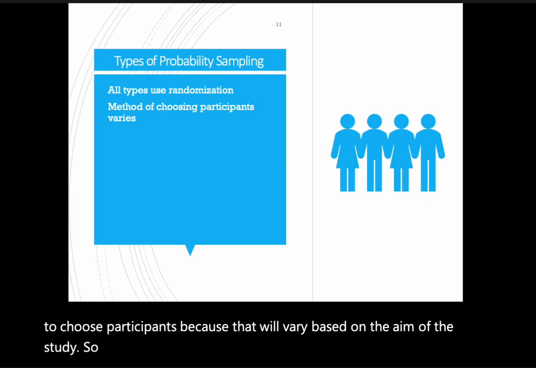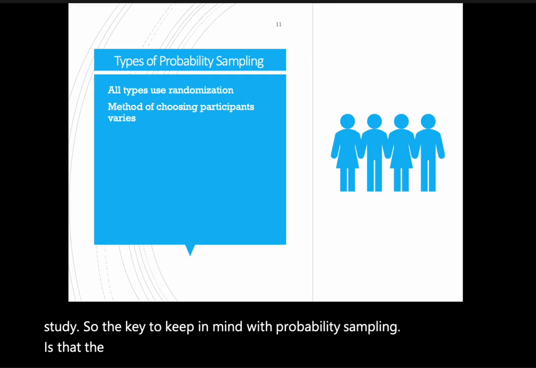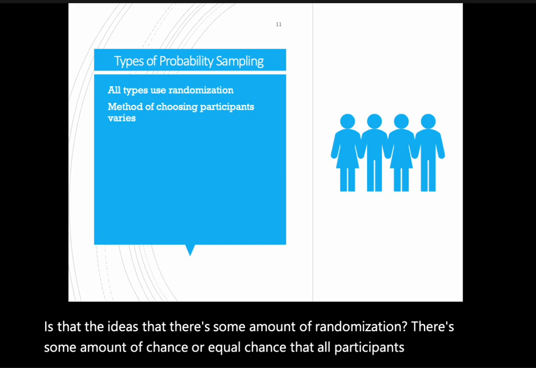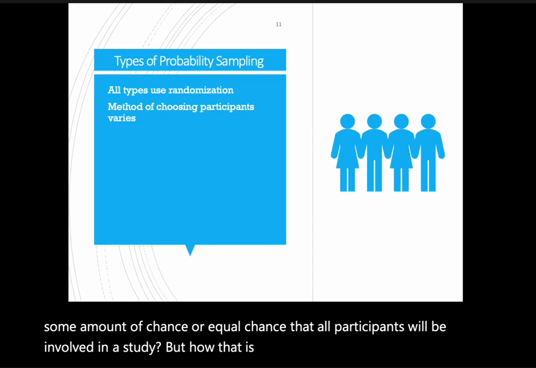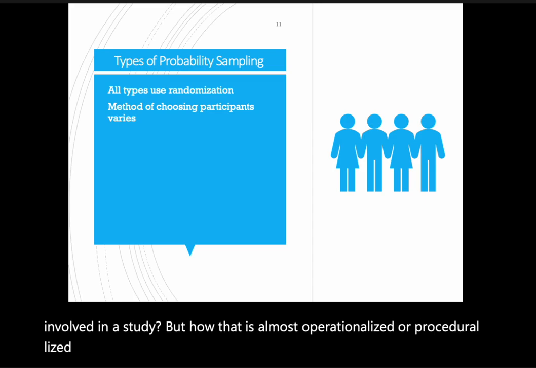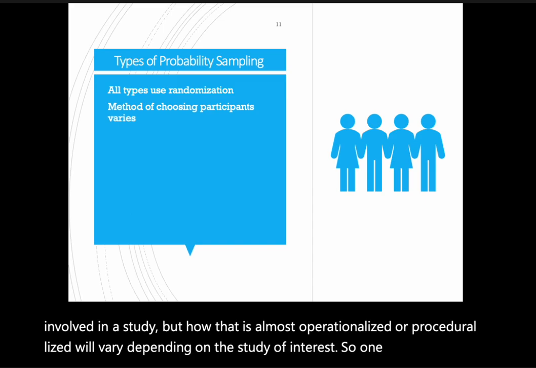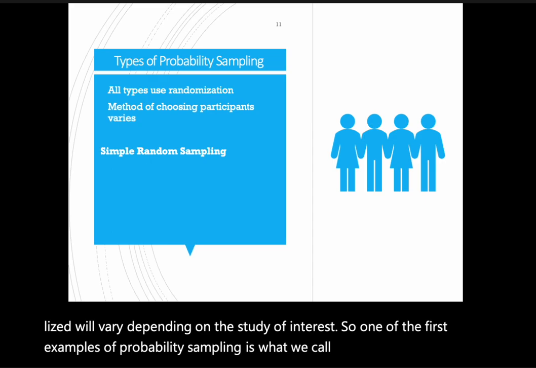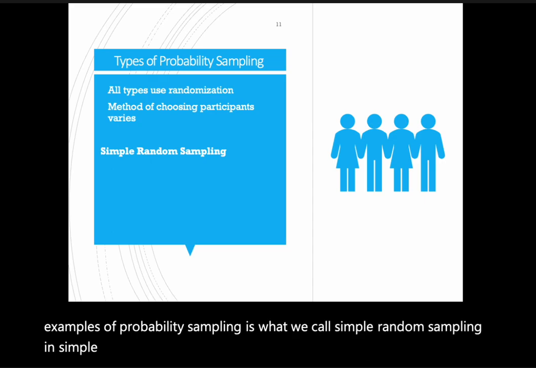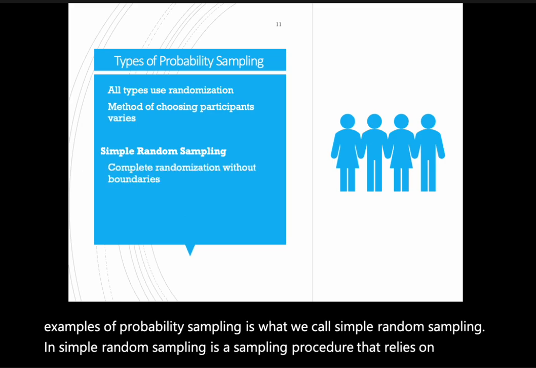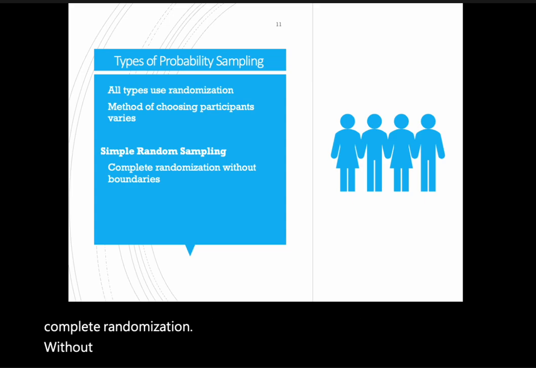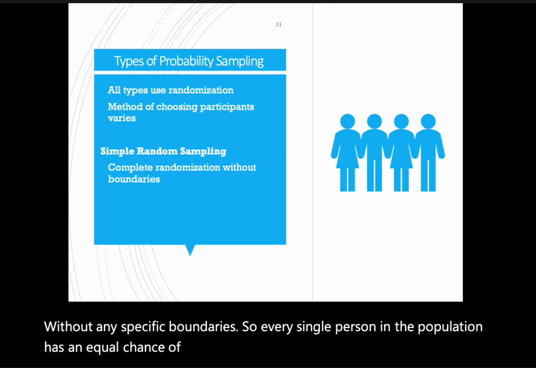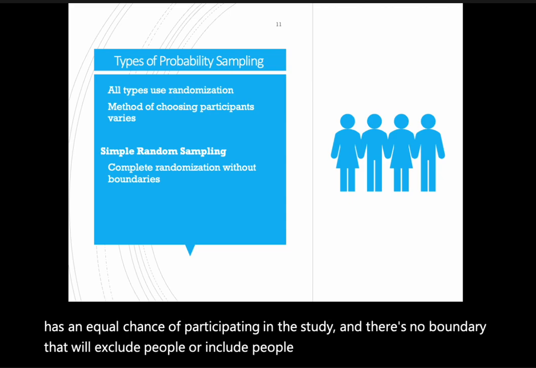So, the key to keep in mind with probability sampling is that the idea is that there's some amount of randomization, that there's some amount of chance or equal chance that all participants will be involved in a study, but how that is almost operationalized or proceduralized will vary depending on the study of interest. So, one of the first examples of probability sampling is what we call simple random sampling. And simple random sampling is a sampling procedure that relies on the complete randomization without any specific boundaries. So every single person in the population has an equal chance of participating in the study, and there's no boundary that will exclude people or include people. Everyone has a purely equal chance.